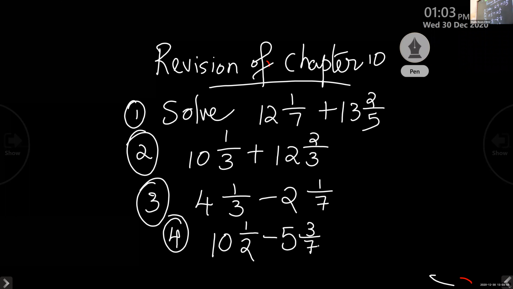12 and 1 by 7 plus 13 and 2 by 5. Last class we just started this revision. So first of all, you have to convert this mixed fraction into improper. Then find out the LCM and make the denominators same if they are unlike fractions. Same for subtraction. 10 and 1 by 3 plus 12 and 2 by 3. Next one is 4 and 1 by 3 minus 2 and 1 by 7. 10 and 1 by 2 minus 5 and 3 by 7.